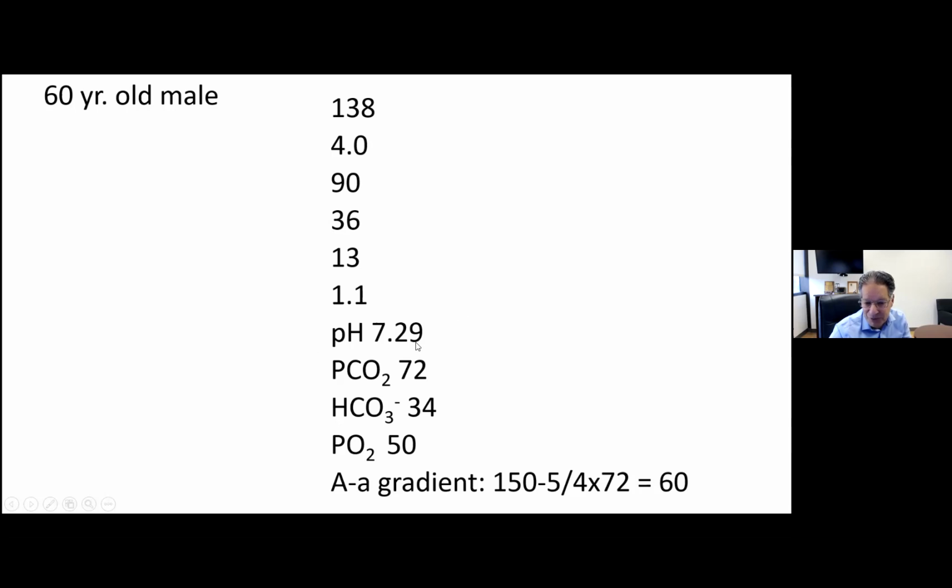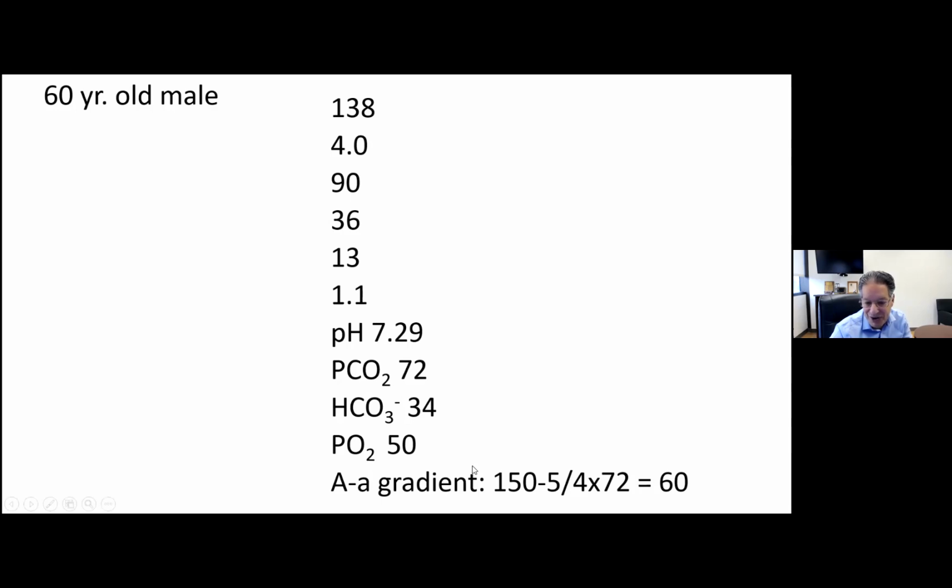Again, we don't care about the pH as far as its importance diagnostically. Now, when we have an elevated PCO2 chronically, we also calculate what's called the A-a gradient because it allows you to predict what the clinical cause is of the chronic respiratory acidosis.